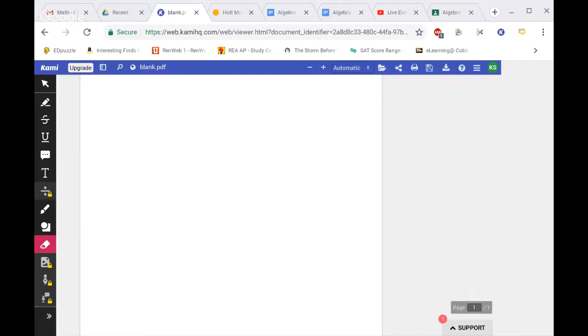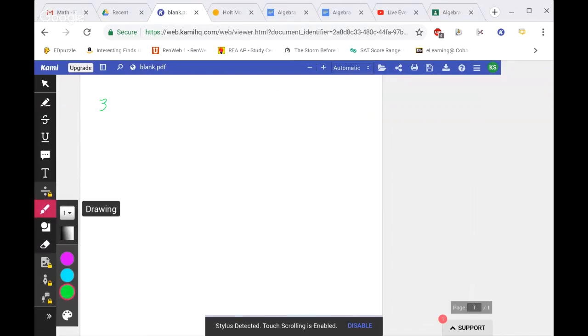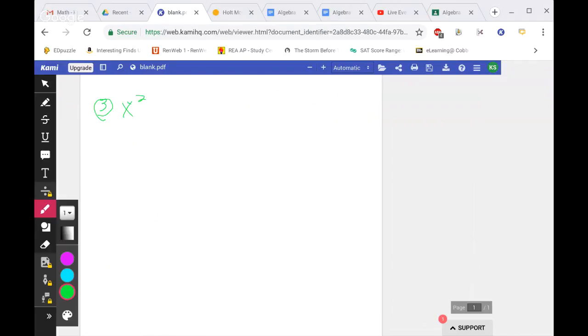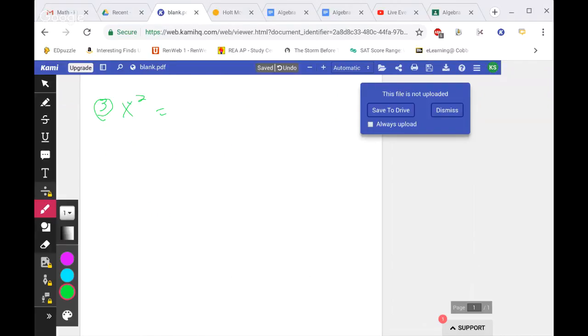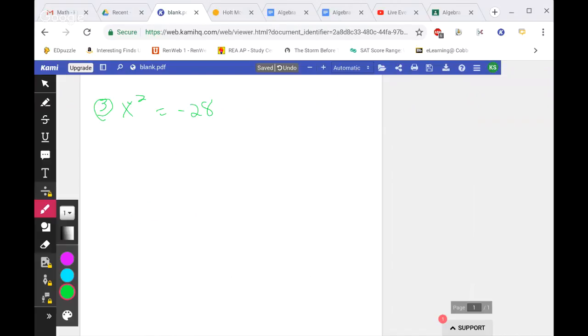Okay. Number 3. x squared equals negative 28. And then it'd be x equals square root of negative 28. Yes. So, yeah, you're going to take the square root of both sides. So that gives you x equals.